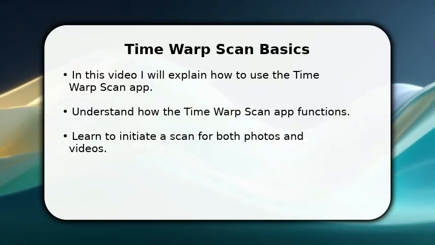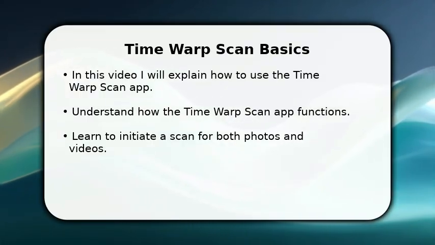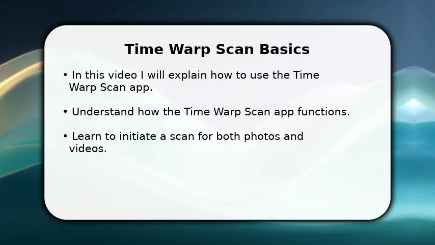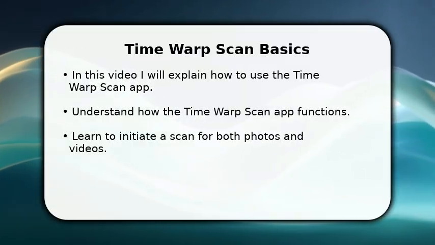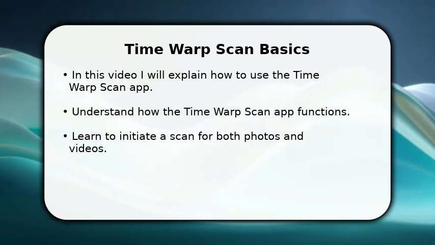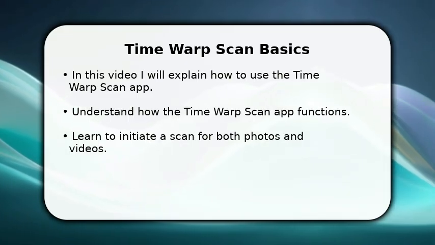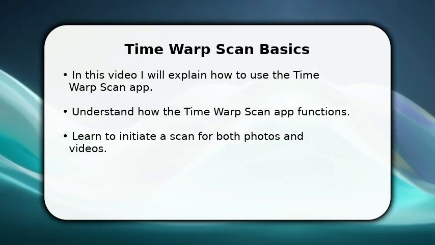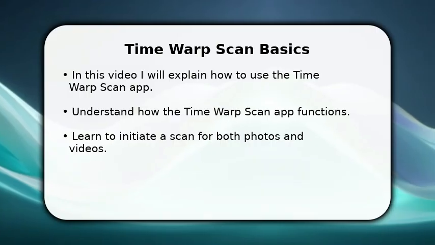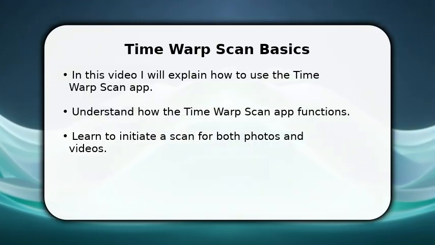In this video, I will explain how to use the Time Warp Scan app. This popular app creates unique visual effects by freezing parts of your image as a blue line moves across the screen. To begin, simply open the app and choose whether you want to record a photo or a video. Then, position your camera and press the record button to start the scanning process. It's a fun and easy way to transform your everyday moments into something extraordinary.